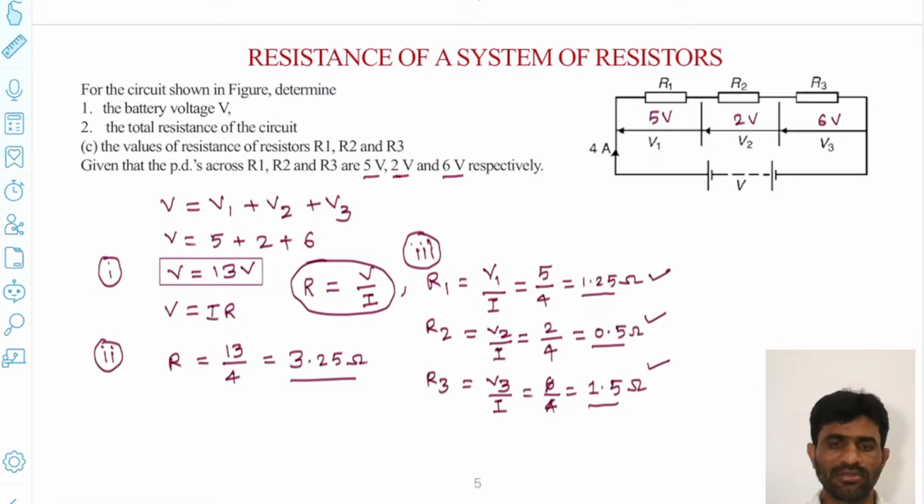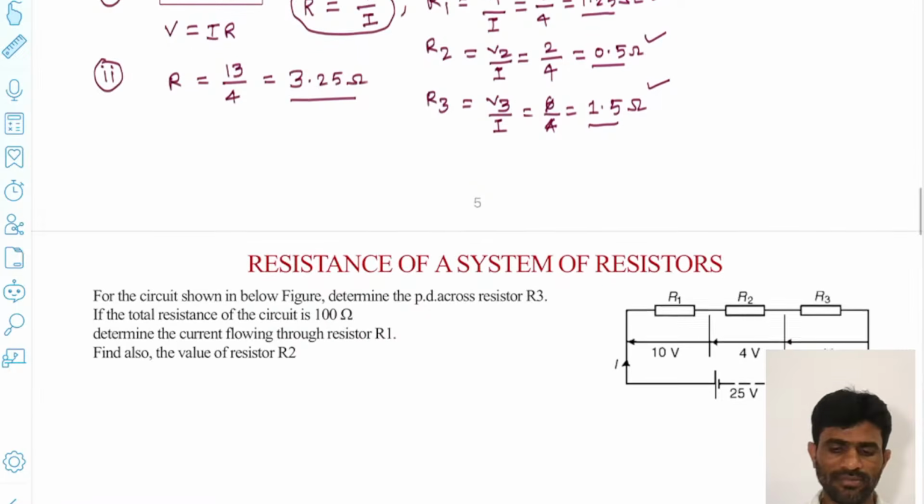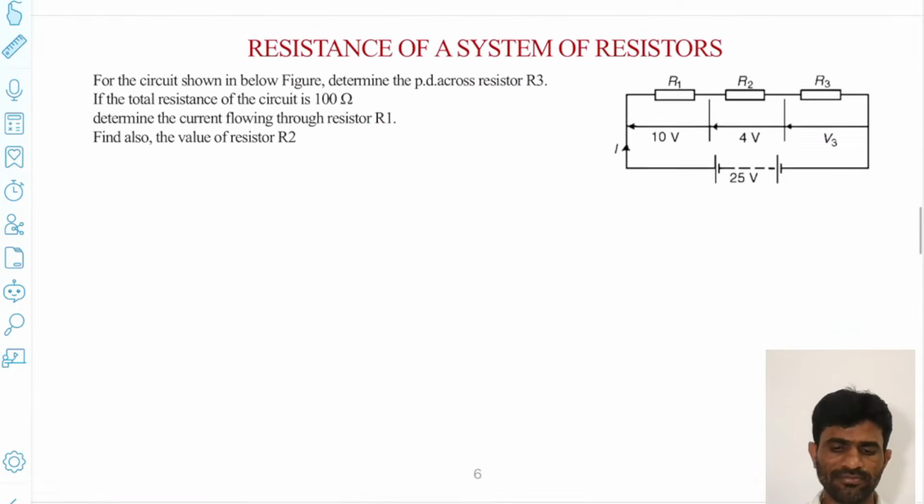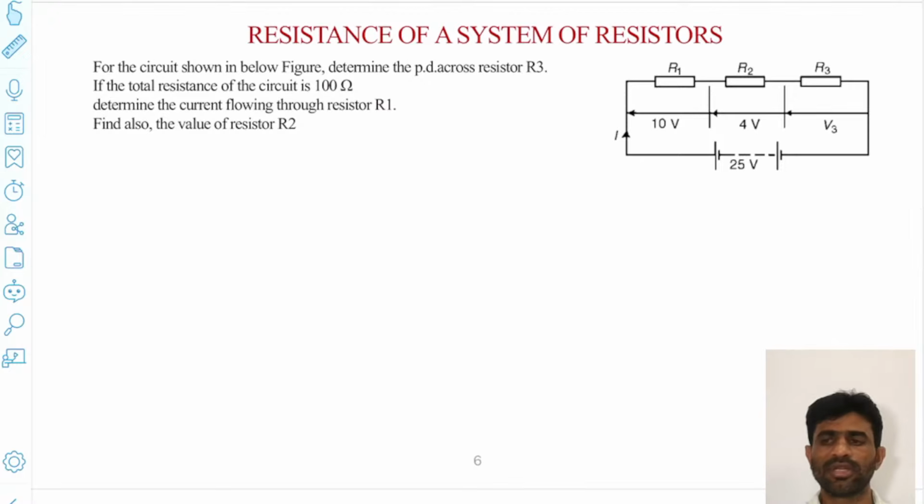Okay, now the next one. The next question is, see, now this is the next one. You can read the question properly and try to understand. Try to answer this question. Potential difference. First question, what we have to find? Determine the potential difference across R3. First question. Here total resistance is given, 100 ohms.